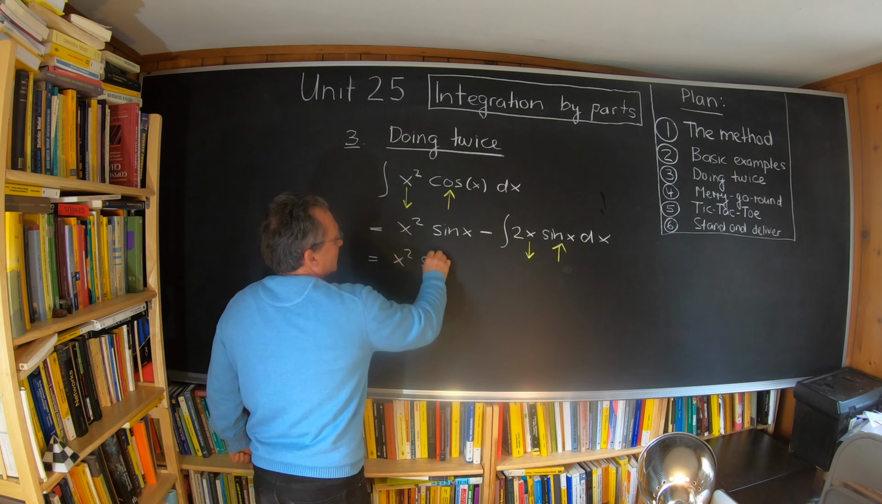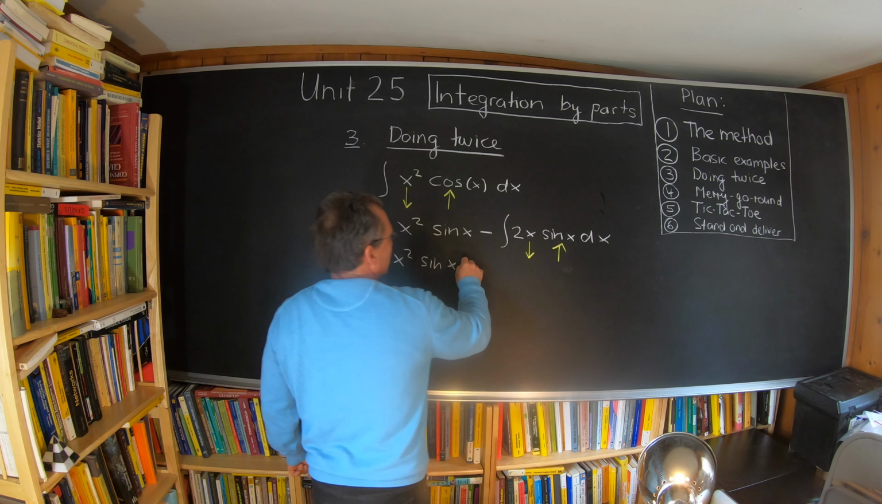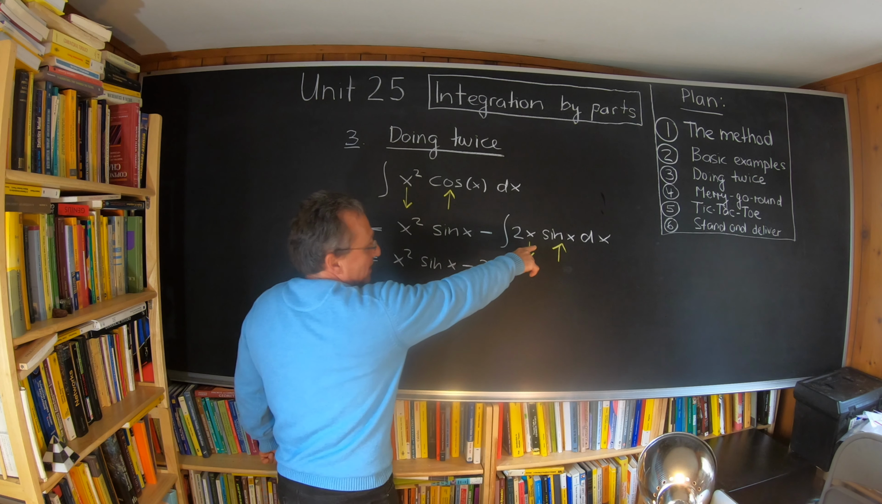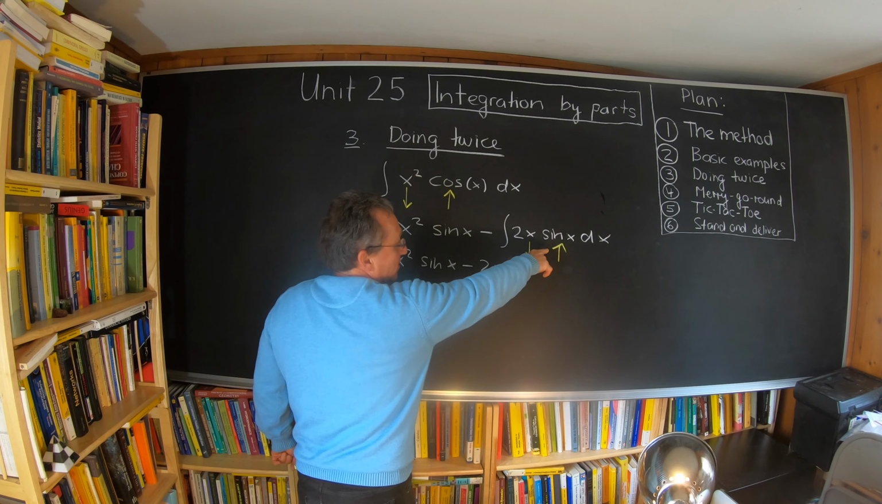x squared sine x doesn't change. Here we write down the expression where we just integrate and don't do anything here, minus 2x. And if we integrate sine x, we get a minus cosine x, so this becomes a plus sign. And then we write down, so we have a minus cosine x here, so we have minus minus, which is plus the integral, and then we have 2 here, differentiate this, and we integrate that, so we have integrated that, that was a minus cosine x.